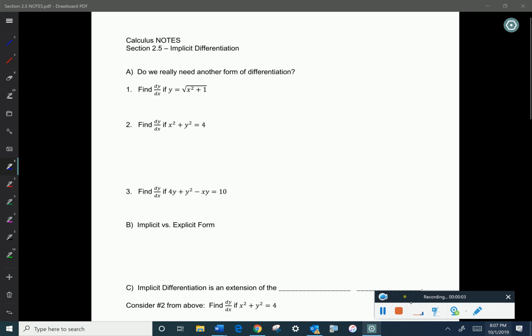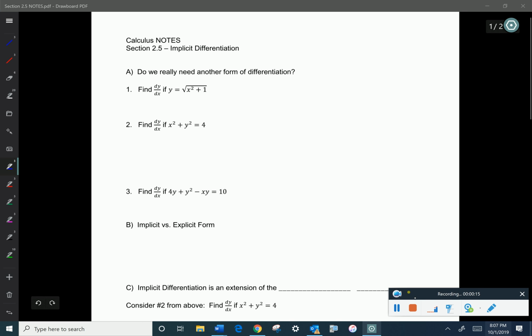Okay, this video covers section 2.5, which is implicit differentiation. All right, so if you look at number 1, it looks just like the problem that we would have done before, right? y equals the square root, and we're supposed to find the derivative.